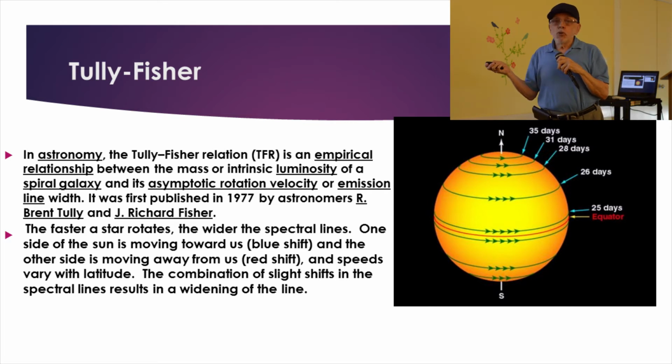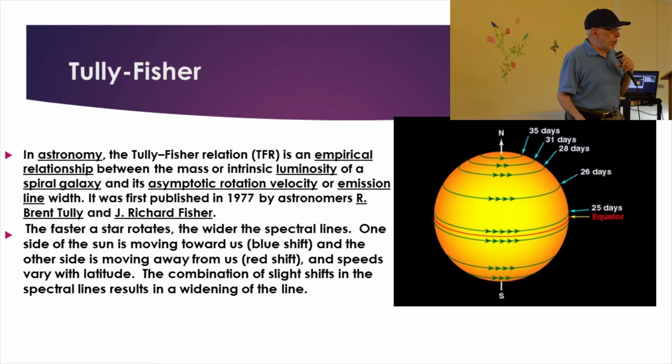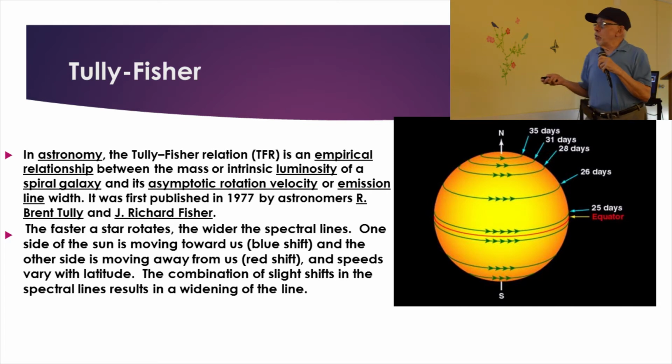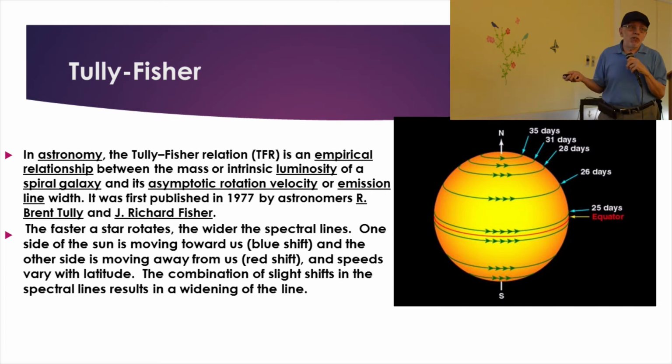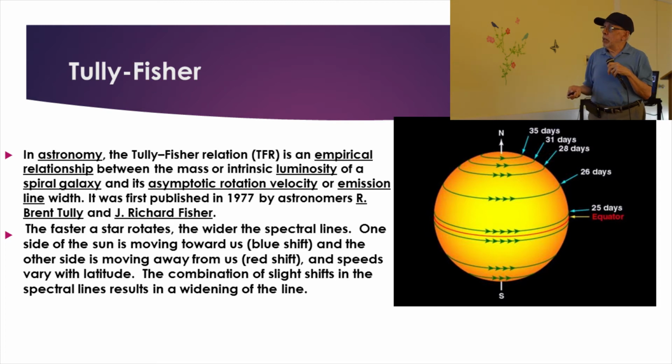The other side of the sun is going to show us a shift because it's approaching us toward the blue end of the spectrum. And you'll notice, by the way, that the sun, because it's a gas primarily, is rotating at different rates depending on the latitude away from the equator. Okay? So it's slightly slower at the pole than it is at the equator.